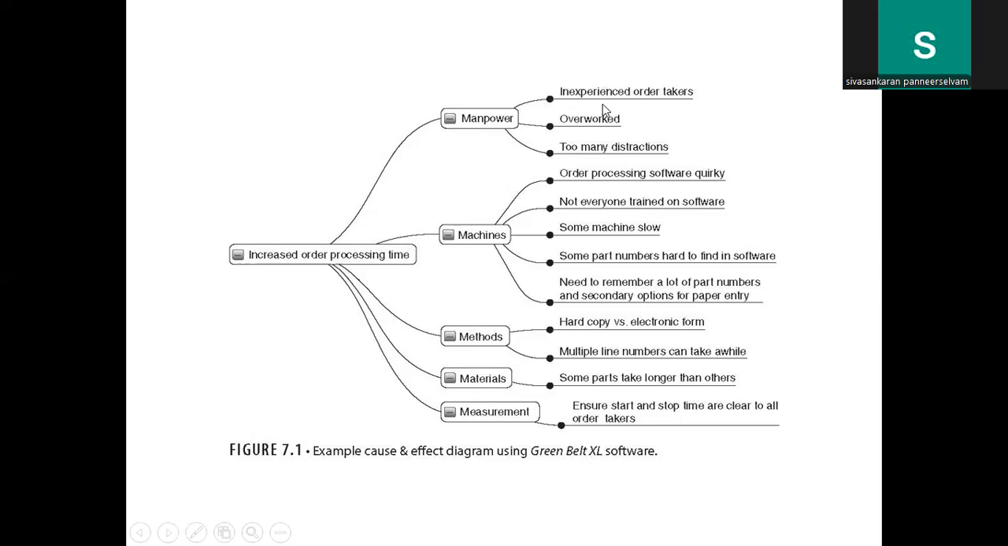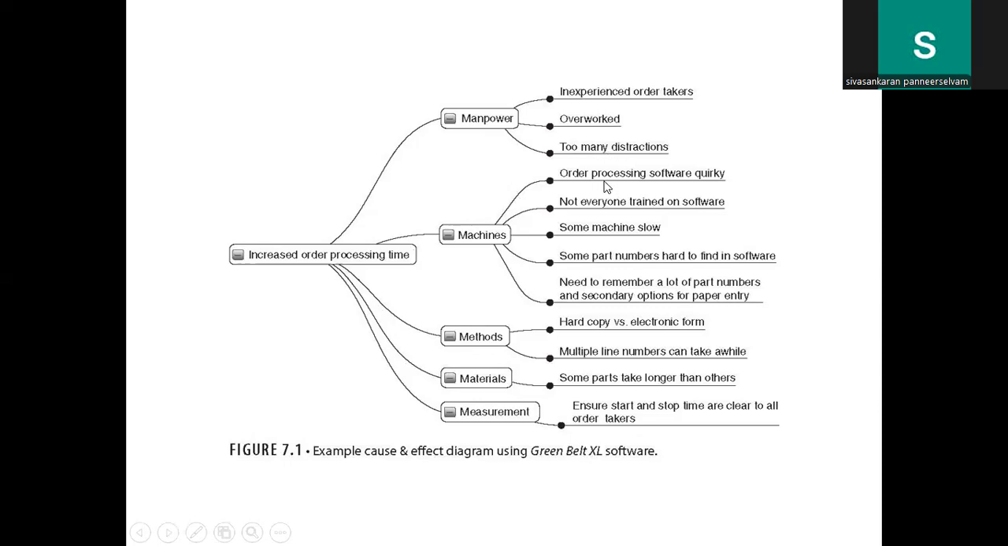And here, these are the side effects which are listed out under each cause. The first one, let us go with the manpower. So due to inexperienced or semi-skilled manpower, that would lead to a long waiting time for increased order processing time, and due to over workload, too many distractions in the workplace.